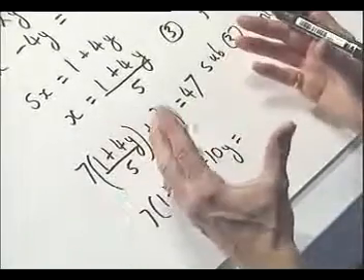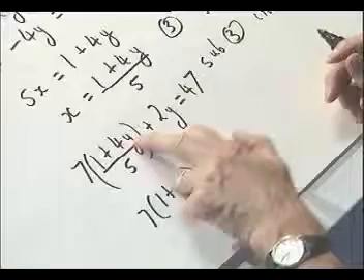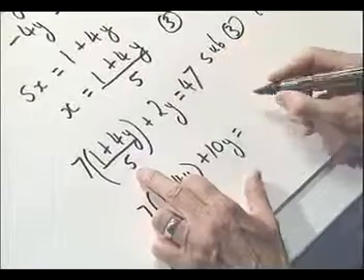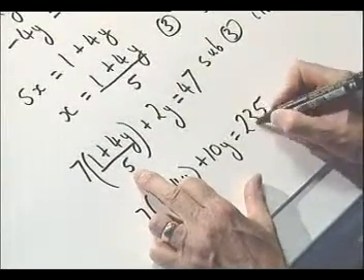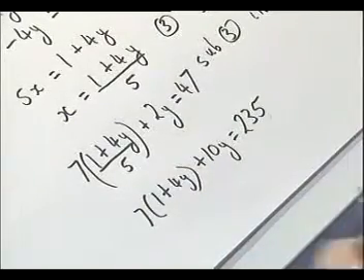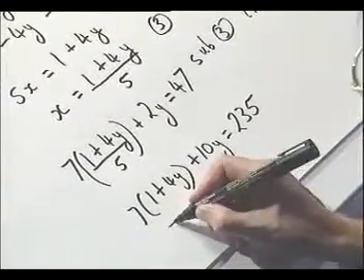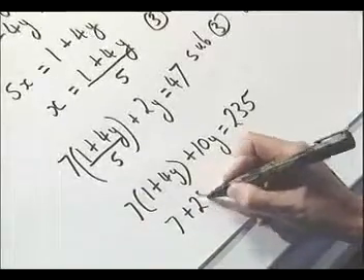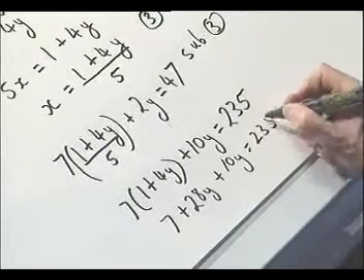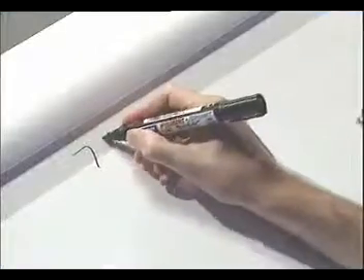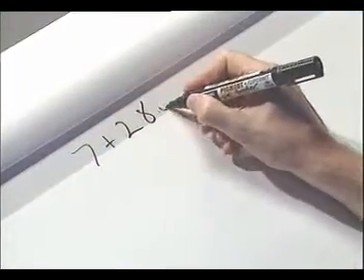Remember, an equation is a balance. What you do to one side of the balance, you have to do to the other. If you don't, it's unbalanced. So we're multiplying everything by 5. So 5 times 47, 5 7s are 35, 5 4s are 20, 235 altogether. Now we need to multiply out the bracket. 7 plus 28y plus 10y equals 235. So we'll take this equation, write it down again so that we can see it clearly.